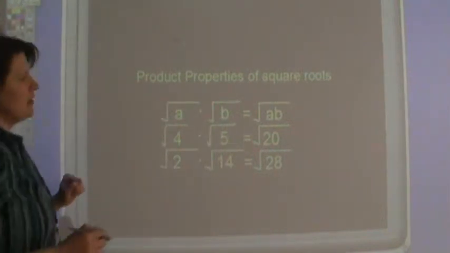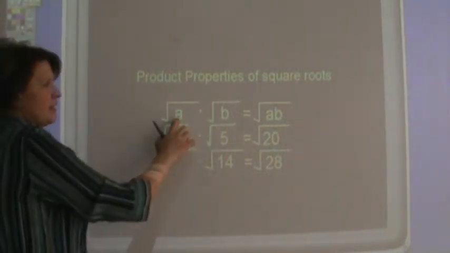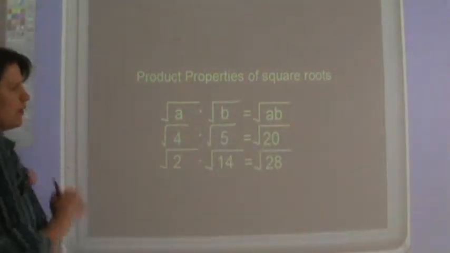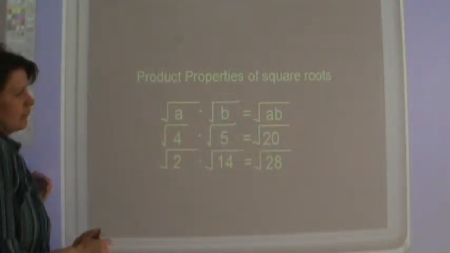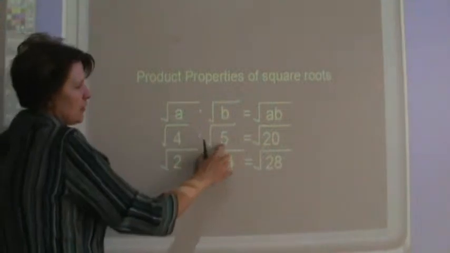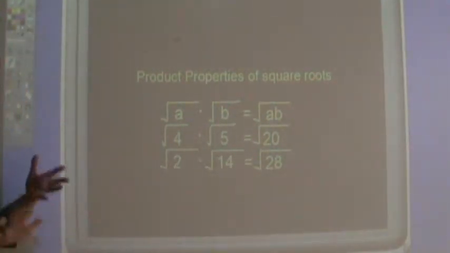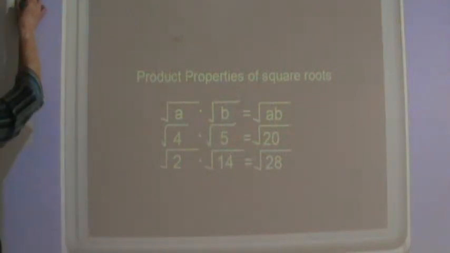So the product property of square roots would just be the opposite of that: the square root of a times the square root of b would be the same as the square root of a times b. Okay? So if you had the square root of 4 times the square root of 5, it's the square root of 20. Square root of 2 times the square root of 14 is the square root of 28. It's just another way to rewrite that property.